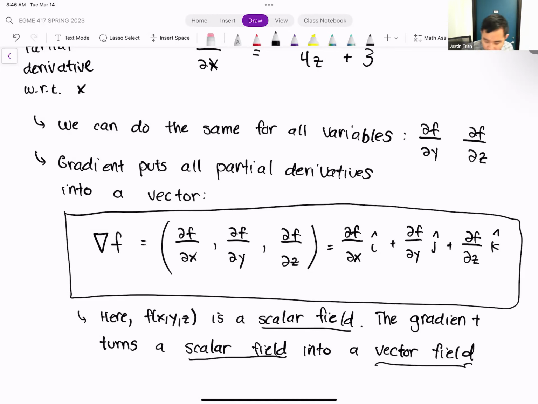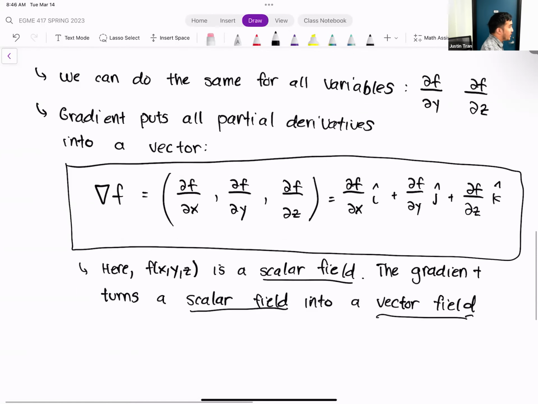Okay. And that trend applies too. So you can actually take the gradient of a vector field as well. And when you take the gradient of a vector field, you end up with a matrix. Okay. Gradient basically increases the dimensionality of your function by one. Okay. Go from a scalar to a vector to a matrix to a four-dimensional or three-dimensional tensor. It gets crazy after that.